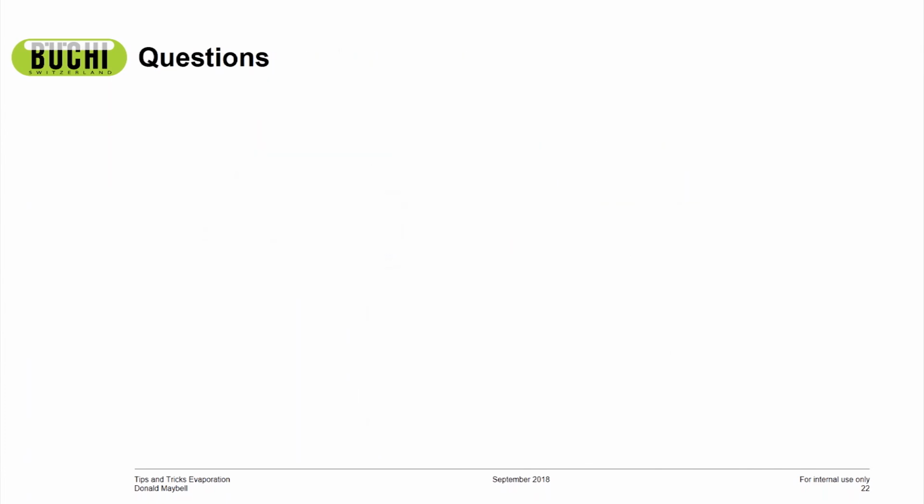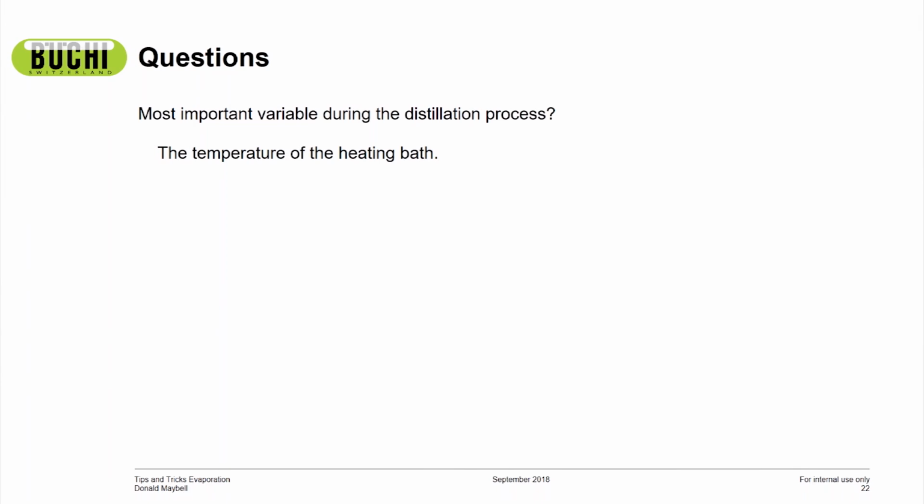So just some common questions that I do get that I want to touch on. What is the most important variable during the distillation process? As I mentioned before, the most important variable is going to be heat. So the temperature of your heating bath. Without heat, you can't get evaporation to occur.